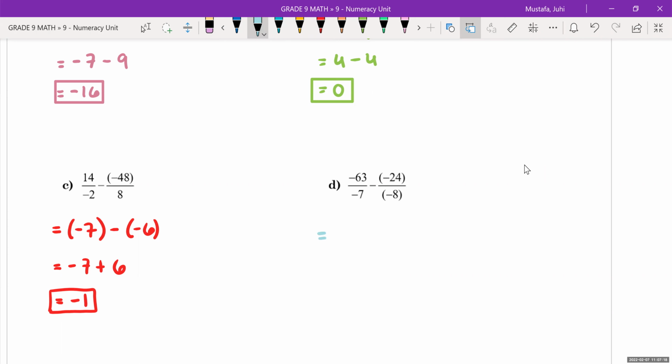A volunteer to do question D? Sharia, go ahead. What's negative 63 divided by negative 7? Positive 9, yep. Minus. What is negative 24 divided by negative 8? Very good, positive 3. And now we have a double illegal sign. What's a negative and a positive give us? So it's going to be positive 9 minus 3. And here we have different signs. We're going to subtract the numbers and take the sign of the bigger number. It's just going to be a positive 6, exactly.